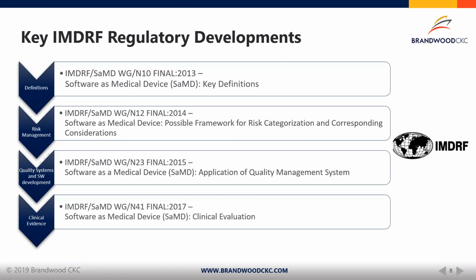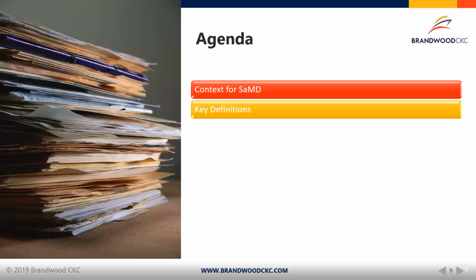Obviously, the first key topic is around the definitions for software as medical devices. A second key element is risk management, so possible frameworks for risk categorization and corresponding considerations such as clinical evidence, for example. Quality system and software development. So this is all to do with software life cycles and application of management systems for the development of software products, and obviously clinical evidence. I'll let Yervant introduce some of the key definitions.